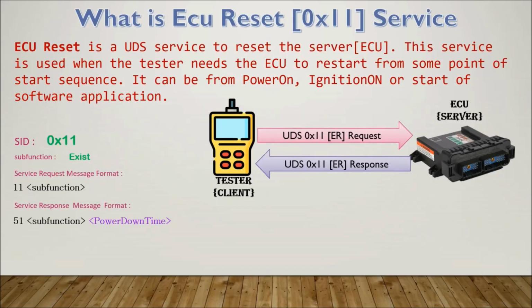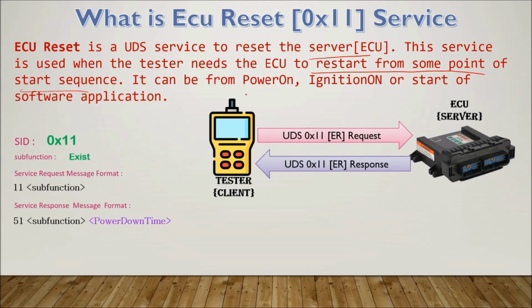So what is an ECU reset service? ECU reset is a UDS service to reset the server. What do you mean by reset? It means restarting of the server, right? So this service is used when the tester needs the ECU to restart from some point of the start sequence.